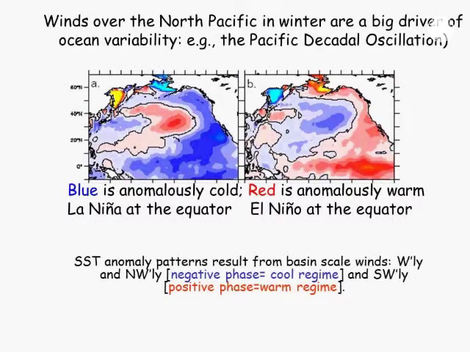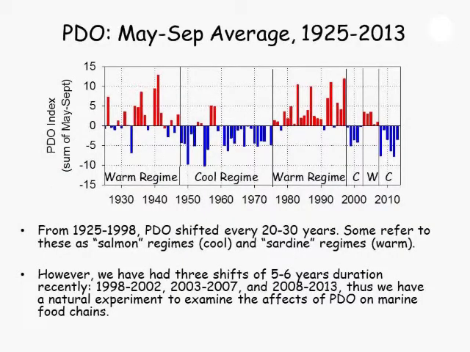Whereas if the winds are out of the north or out of the west, then you get upwelling in the open ocean, and you get cold water here. So depending upon the basin scale winds, you get these different patterns of sea surface temperature. And you can reduce this index to a single number, which is what you can see in this chart here: the red bars are the positive PDO and the blue bars are the negative PDO phase. And this is from 1925 up until this past year.